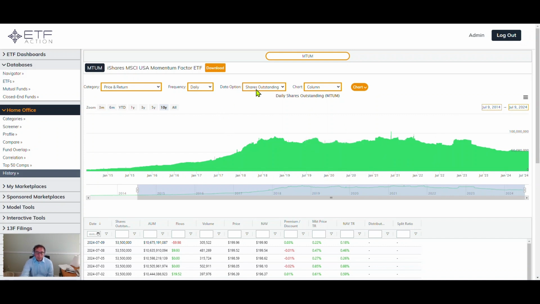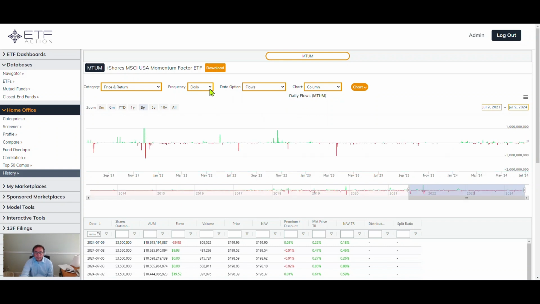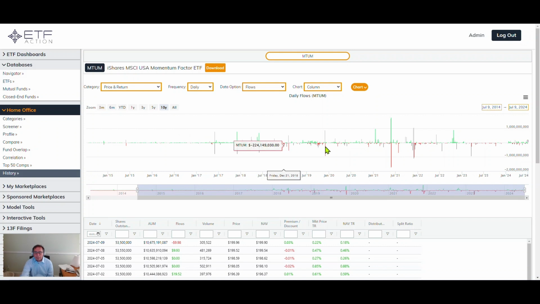For this particular product, I can change this data tab. If I say I wanted to chart flows, I'm currently looking at daily flows since inception. So I go out here, I can see daily inception, and then you can really see these heartbeat trades now where they're doing those rebalances.